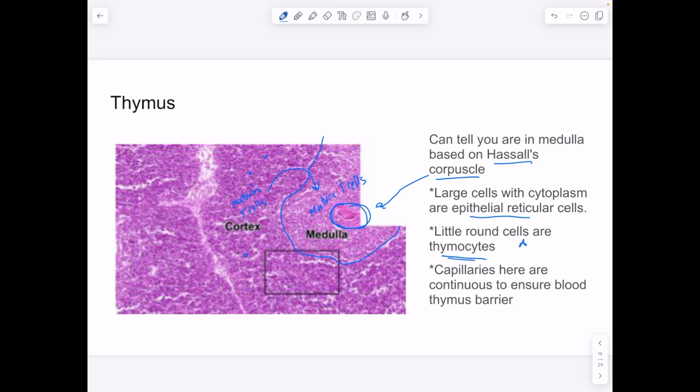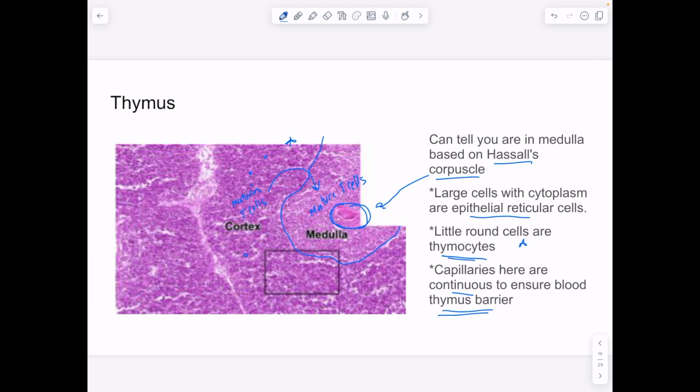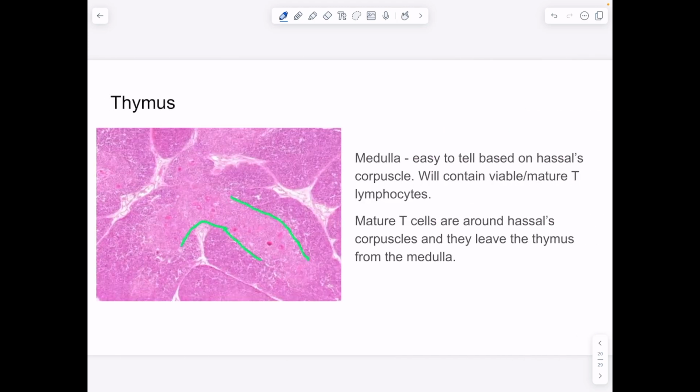Okay, important to know that the capillaries that we see throughout are continuous to ensure the blood-thymus barrier, which is to protect our thymocytes as our T cells are maturing. Mature T cells leave the thymus through the medulla.